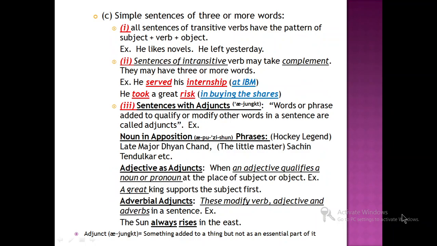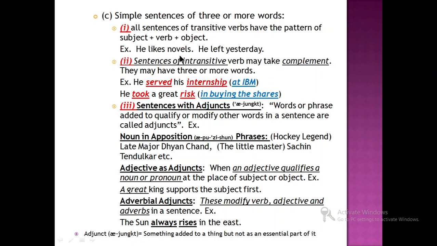Let's move on to the third one. Simple sentence of three or more words means we are going to know some of the sentences which require three or more words. पहला लेके चलते हैं all the sentences. इसमें भी कई categories हैं जिनको हम जानेंगे one by one. All the sentences of transitive verbs have the pattern of subject, verb and object, where as per the grammar you are supposed to have an object so that he or she, means that subject, can perform some action in the form of a verb, as well as there is an essentiality of an object with a transitive verb. Okay, so let's move ahead.